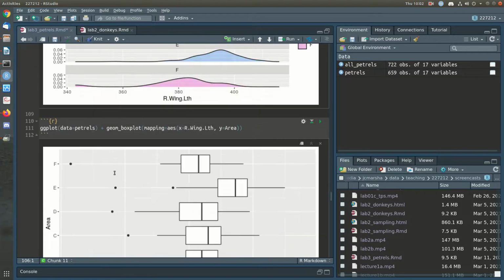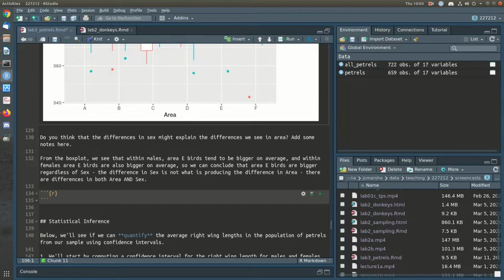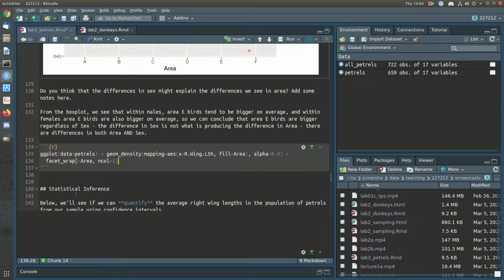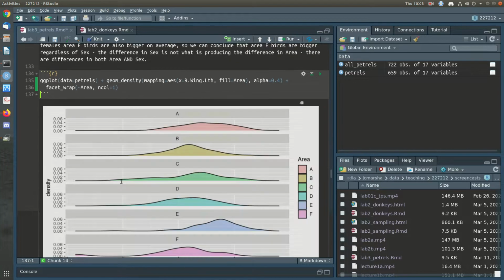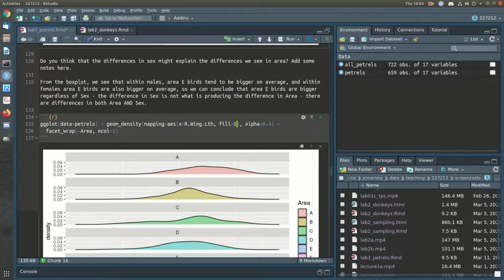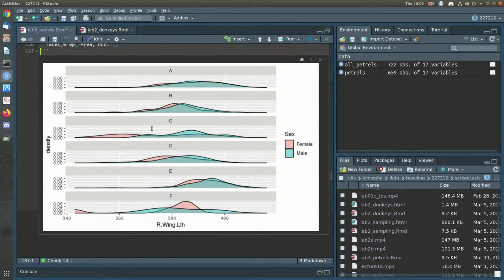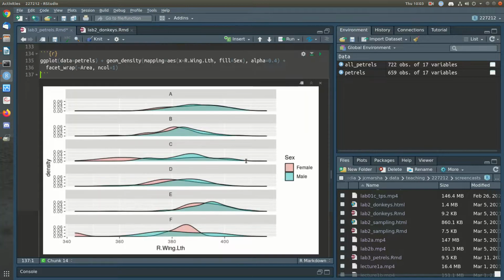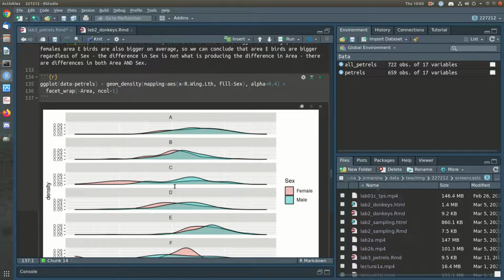densities. Okay, so densities, I think what we can do is basically do that same setup, but instead of filling by area, we'll fill by sex. Okay, and so now we have male and female birds with each area, and so you can see here that E again is the largest within the blue and the largest within the red. It's a little bit hard to see, isn't it, because they're squished up a little bit.